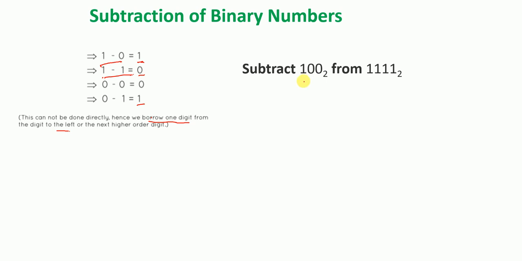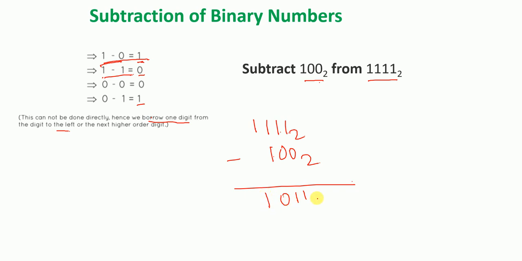We have to subtract 100 base 2 from this one. So we write 1111 base 2 minus 100 base 2. Follow here: 1 minus 0 is 1, and here also 1 minus 0 is 1, and here 1 minus 1 is 0, and we have 1 left here, and we just write 1. So 1011 base 2 is the answer for this question.